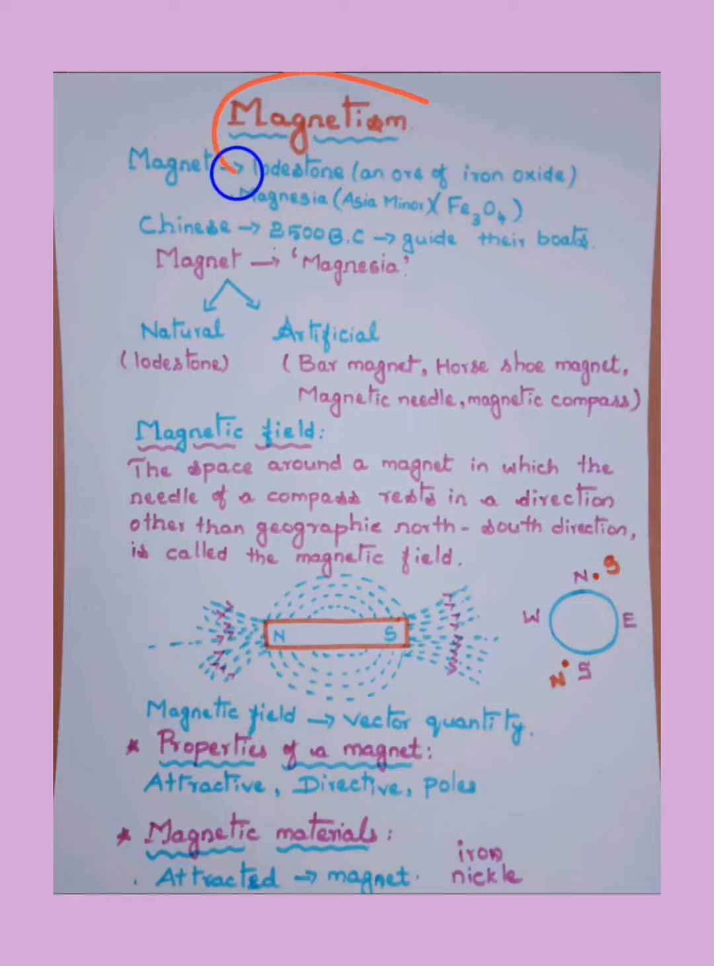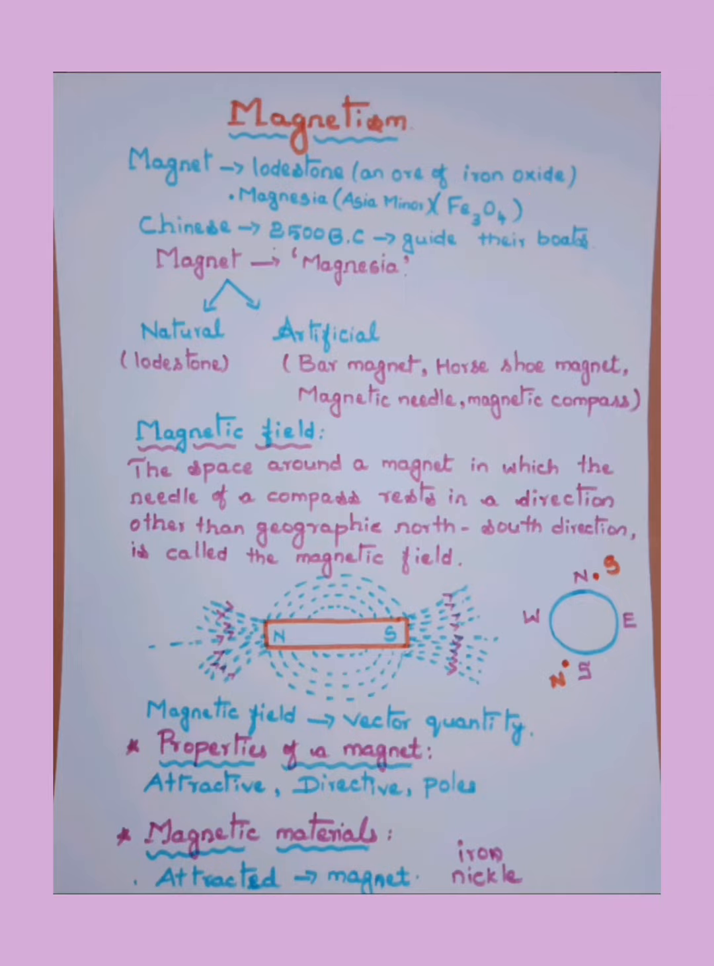So this magnetism is an easiest chapter. You can score here. The word magnet comes from the word magnesia. Okay, so let's see what it is. The first known magnet was called lodestone. That's nothing but an ore of iron oxide, Fe3O4, iron oxide.